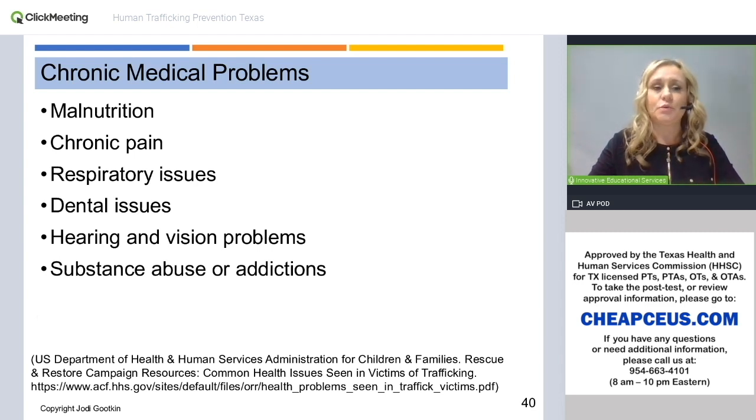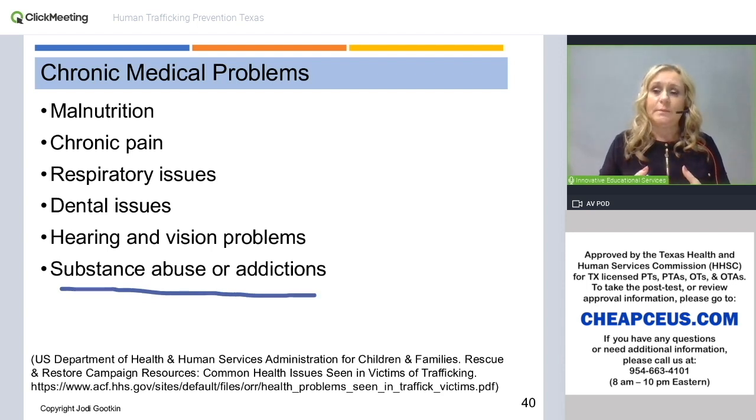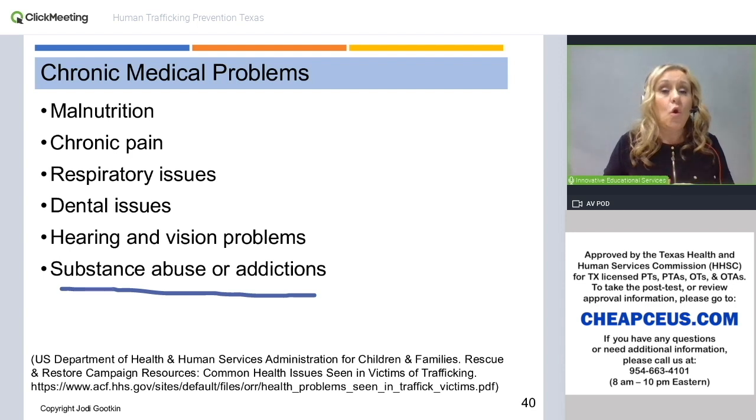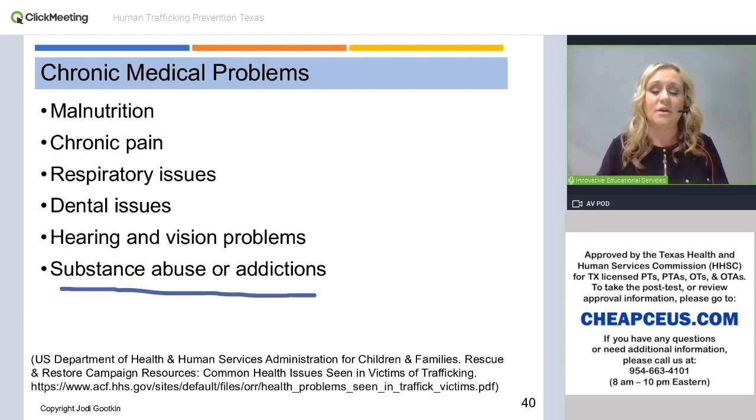If the individual is working without appropriate personal protective equipment, they may be inhaling fumes from chemicals or dust that lead to respiratory issues, loud noises, having even eye injuries or strained vision can occur. Looking at substance abuse or addictions, this may be forced by the trafficker to try and control the victim, or the individual may be utilizing different substances just to try and cope with the situation that they are in.